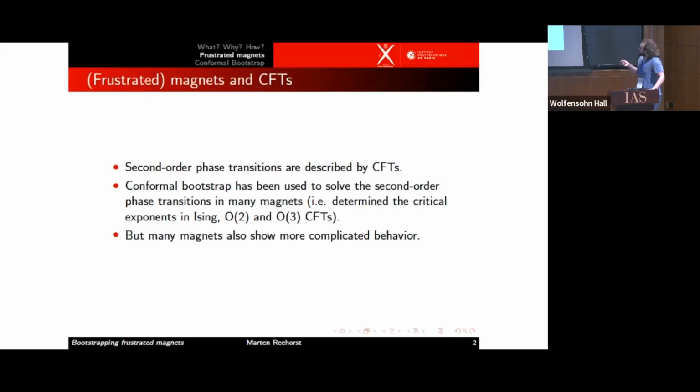So we know that second order phase transitions are described by conformal field theories, and specifically many types of magnets. This has been solved, for example, by the numerical conformal bootstrap, by determining the critical exponents that describe the physics at these second order phase transitions. But there are also many magnets that show more complicated behavior.